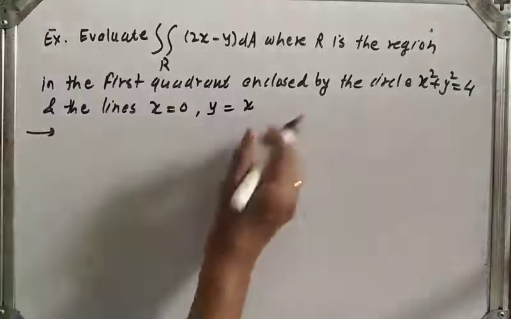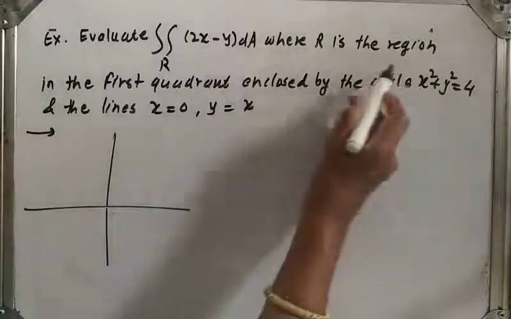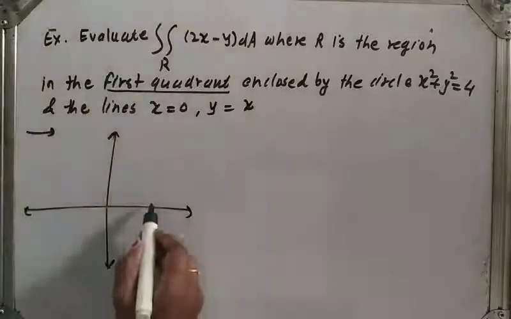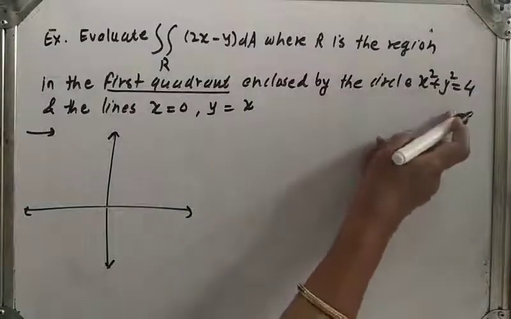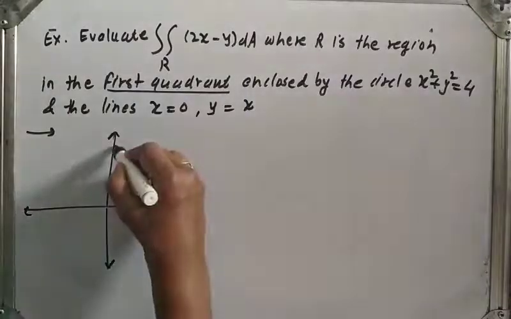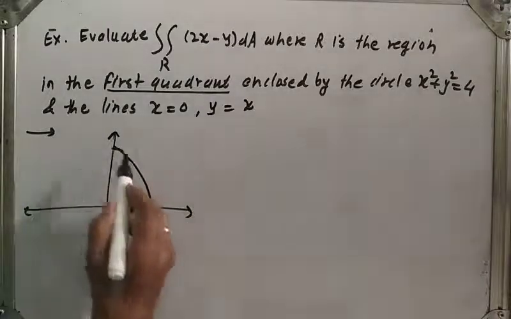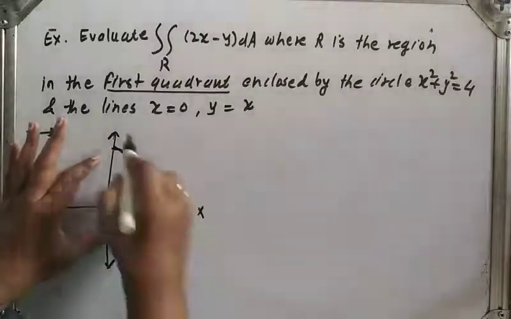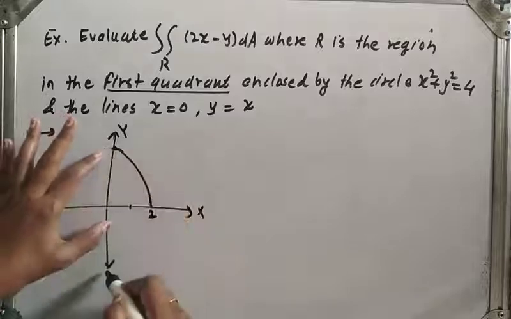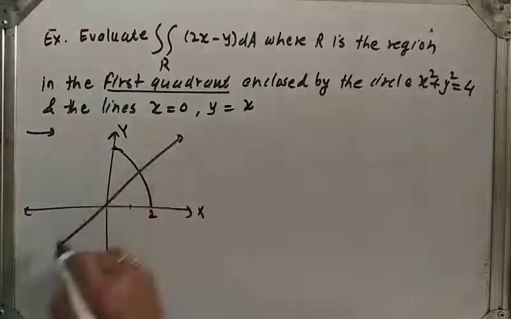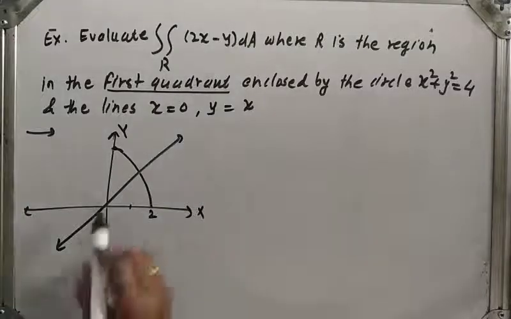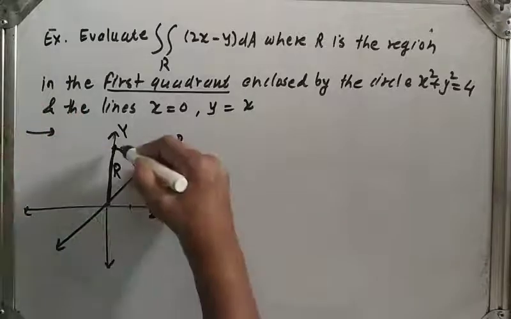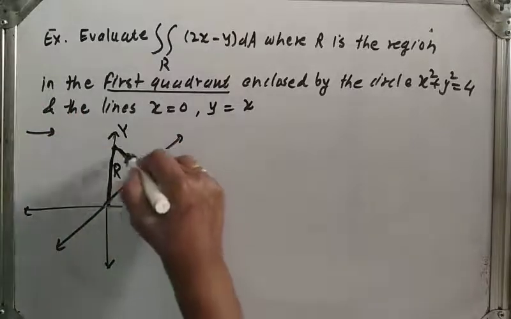Now what is region R? It is the region in the first quadrant enclosed by the circle x square plus y square is equal to 4, which means radius 2. Circle with radius 2, in the first quadrant, so this part only. Again, x is equal to 0 means the y axis and y is equal to x means this straight line. So this is our required region.